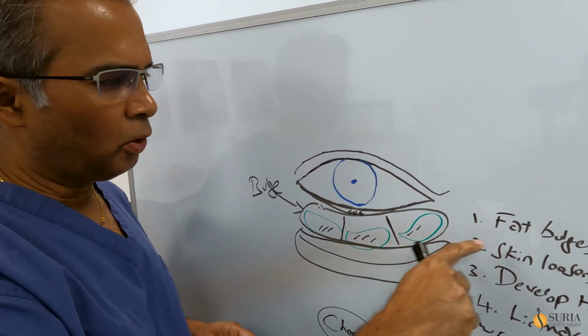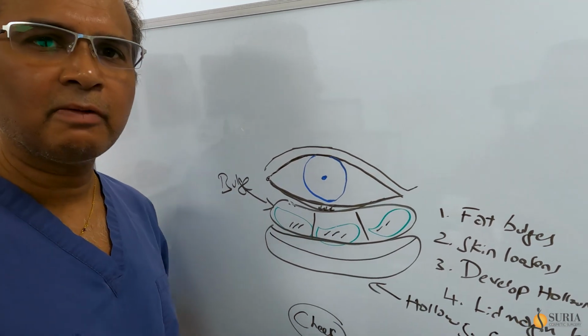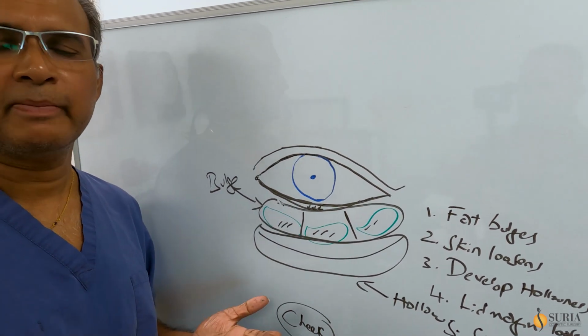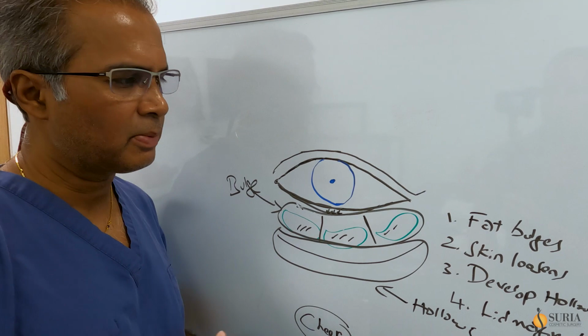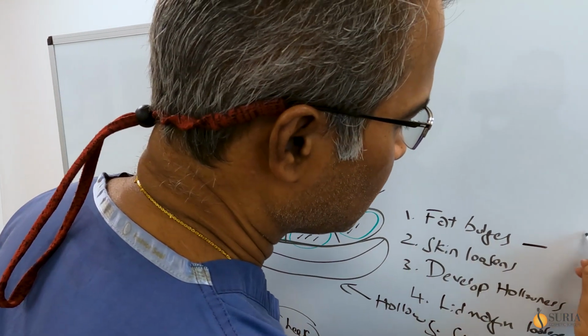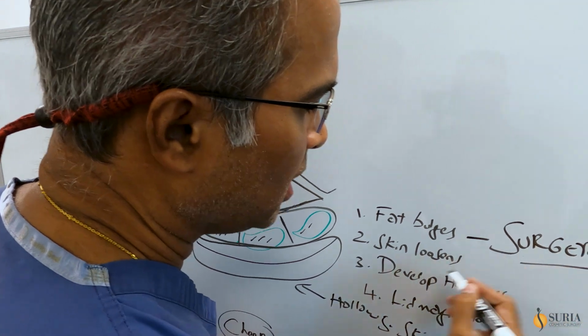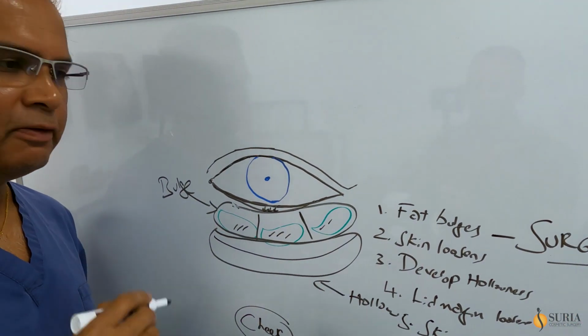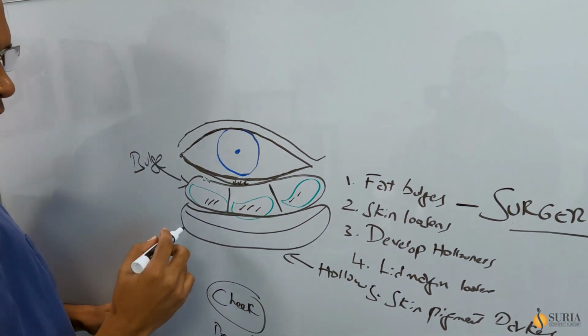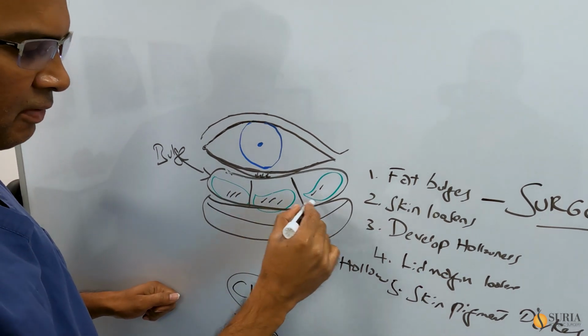Okay, so the only true way to remove the fat bulges is to remove them surgically. There's no other option. So this is a surgery to truly improve that. If you don't want surgery, you can certainly add filler around this area.